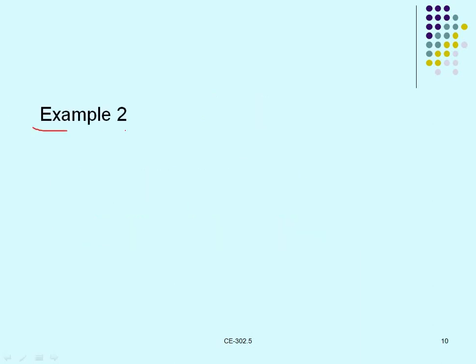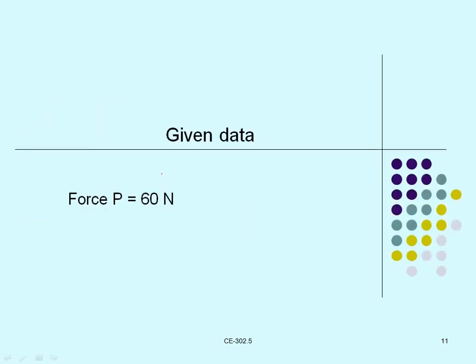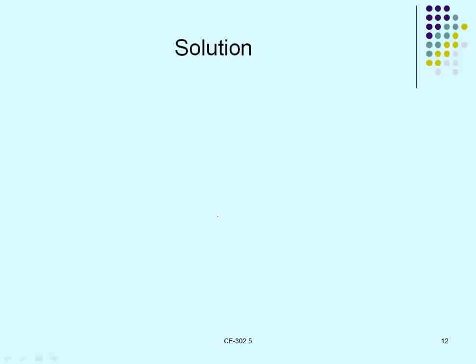Let us see example 2. The two forces 60 newtons and 100 newtons are acting at 90 degrees to each other. Calculate their resultant. So we have to calculate the resultant. Force P is equal to 60 newtons, Q is equal to 100 newtons, and the angle between the forces, theta, is 90 degrees.